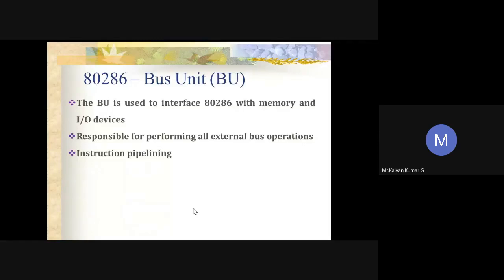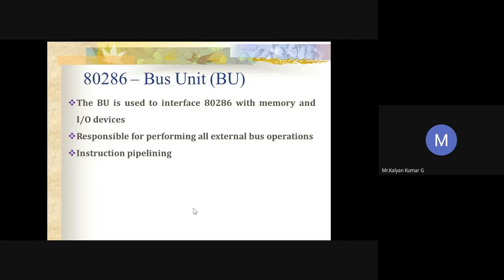Which means, suppose you want to fetch an instruction, the CPU will not wait until the completion of execution of the previous instruction. While one instruction is being executed, the successive instruction will be prefetched, decoded, and kept ready for execution. The prefetcher module available in this bus unit performs this prefetching task, and the bus unit has a bus control module which controls this prefetcher module.